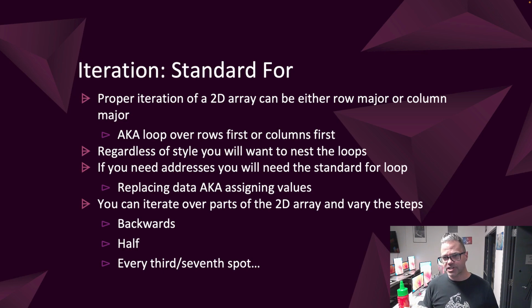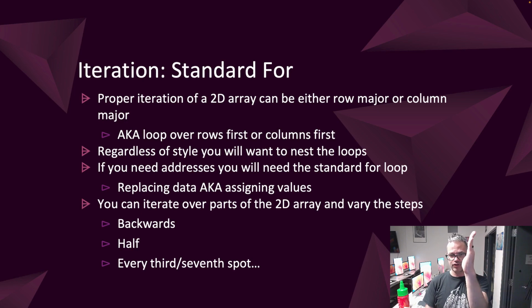If you need the addresses of objects, aka you want to replace values, you have to use the standard for loop because you can only assign values if you have the address. So keep that in mind. When you're replacing, standard for loop. If you want to iterate backwards or do various steps, you can use your standard for loop to do that. You can go backwards through the array.